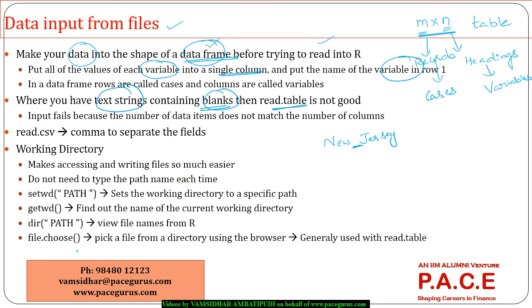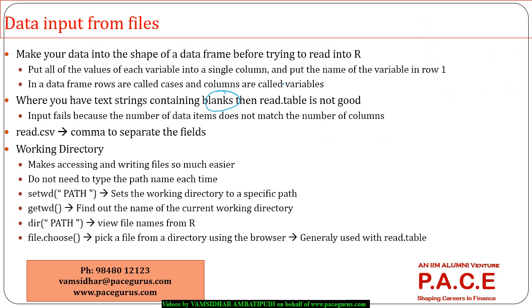So one thing that you could make out here is when you have text strings containing blanks, either as a part of the headings or as a part of the data, then I can't use read.table unless I convert all those blanks into dots. So do a find and replace. Wherever the blanks are there in the middle, I should convert them into a dot or an underscore, and then only would I be able to use the read.table command.